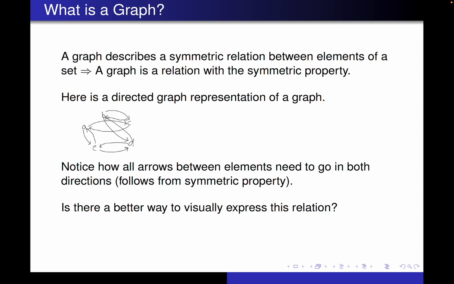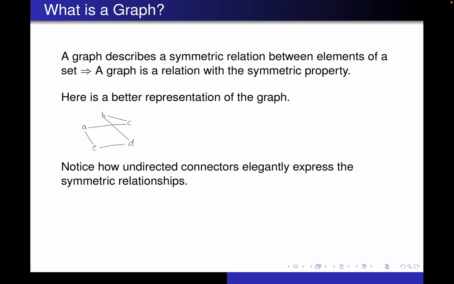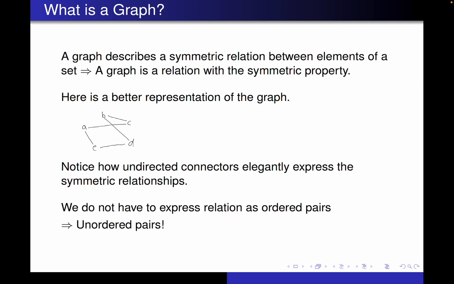But you may imagine there might be a better way to express this relation that doesn't have the arrows being so messy. And here is what I think is a better representation of the graph right there. Notice how the double arrows just turned into one undirected connector that nicely expresses those symmetric relationships. Which means that we don't have to express our relation as ordered pairs. We can instead represent them as unordered pairs. The order doesn't matter in terms of the relation. If they're related one way, they're related the other way. If they're not related one way, they're not related the other way.